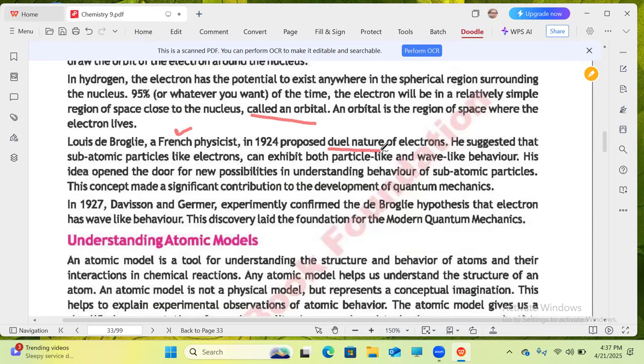Meanwhile, an electron is exhibiting two natures at a time. The first nature is particle-like, whereas the second nature is wave-like. Louis de Broglie, the French physicist, says that an electron can exhibit two types of nature at a time. So he says that subatomic particles like the electron can exhibit both particle-like and wave-like behavior. His idea opened the door for new possibilities in understanding the behavior of subatomic particles.